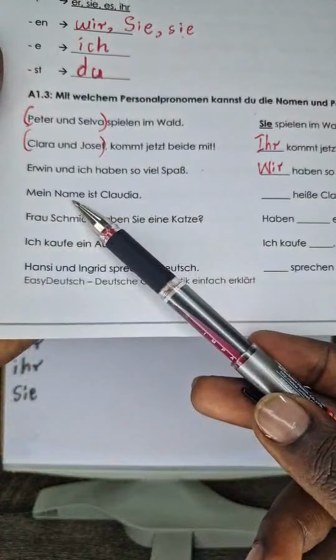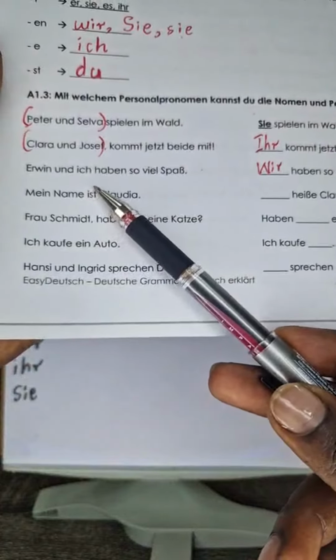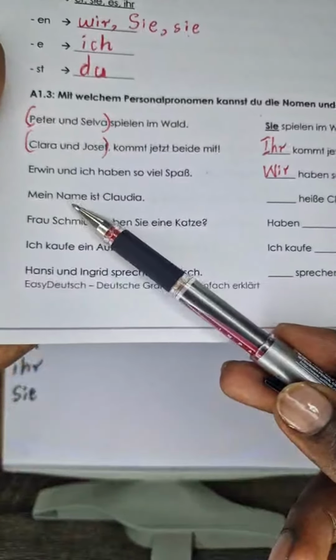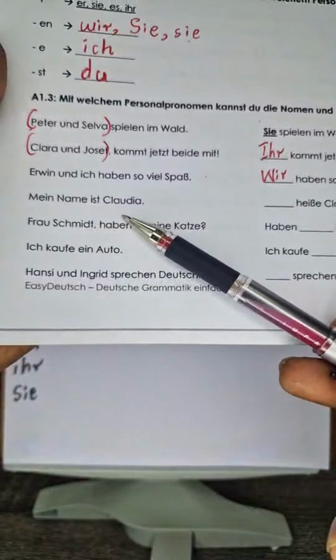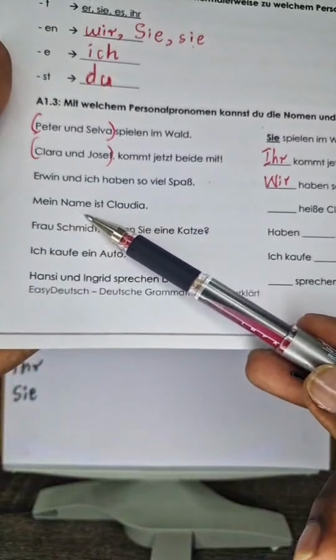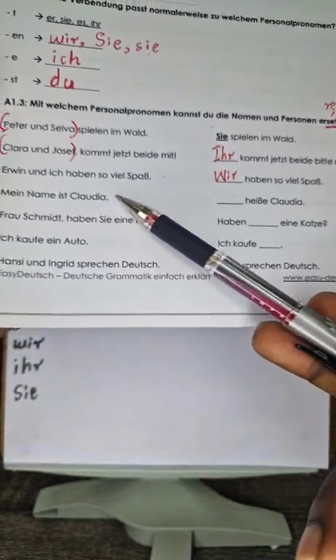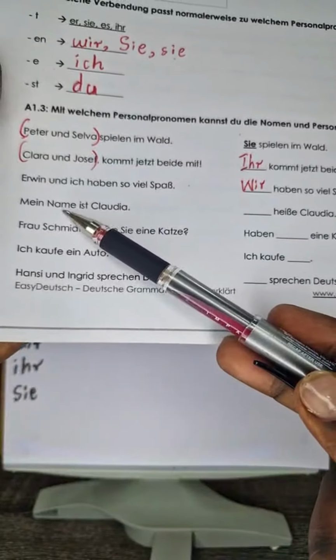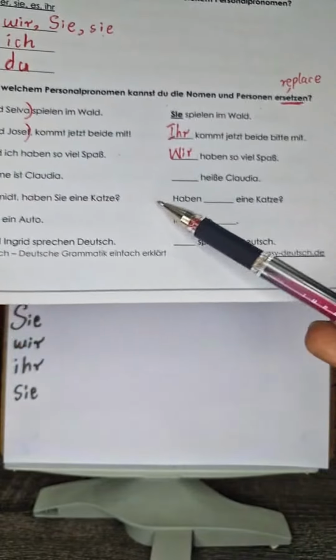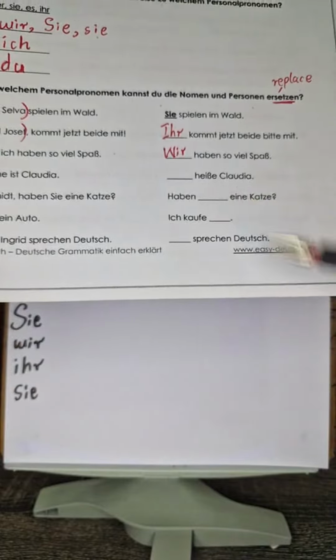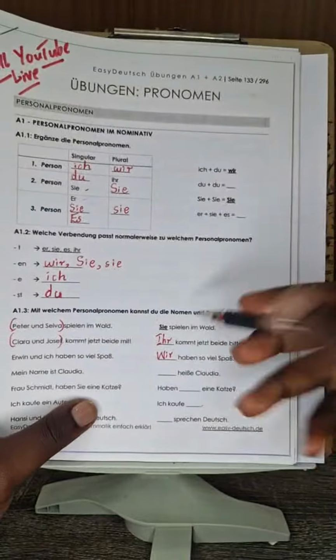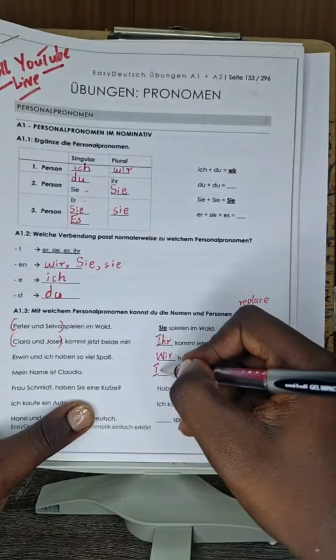Now look at this other one. Game Silly asked, du Amerikaner? Nein. Mein Name ist Claudia. So, my name is Claudia. This is the person speaking in the first person singular, right? My name. So therefore, ich heiße Claudia. My name is Claudia. Therefore, ich.